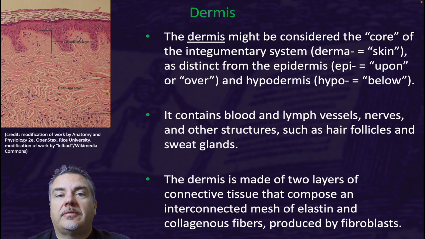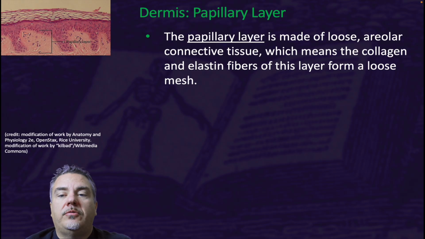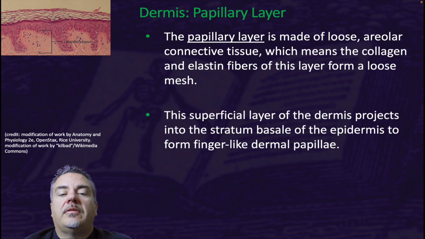The dermis is made of 2 layers of connective tissue that compose an interconnected mesh of elastin and collagenous fibers produced by fibroblasts. The papillary layer is made of loose, areolar connective tissue, which means the collagen and elastin fibers in this layer form a loose mesh. This superficial layer of the dermis projects into the stratum basale of the epidermis to form finger-like dermal papillae.